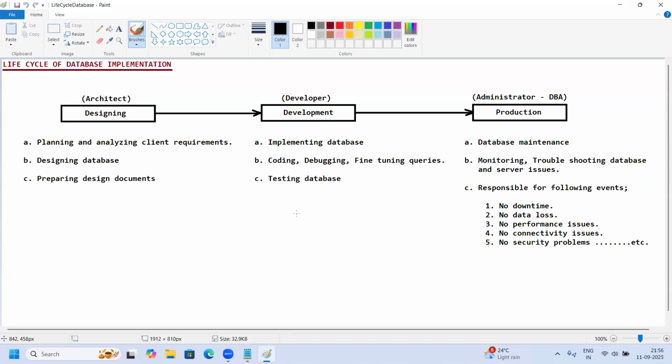You should give them alerts. You should keep on reminding them that the server will be down for some maintenance reason on so and so date, from so and so time to so and so time. No data loss, no performance issues, no connectivity issues. Never do you face security issues, security problems. These are all activities that happen in the life cycle of what? Database implementation.